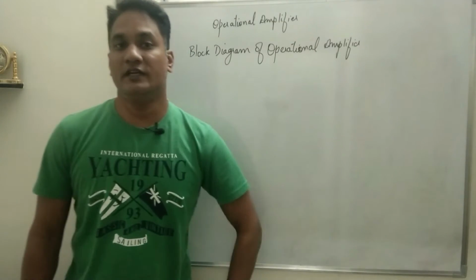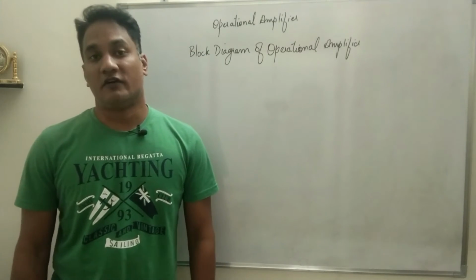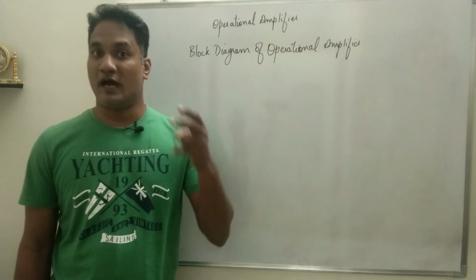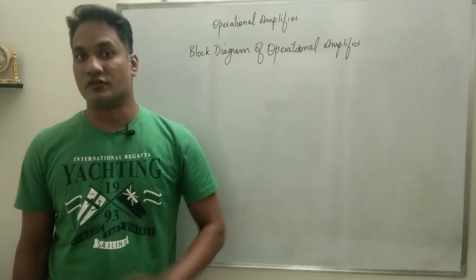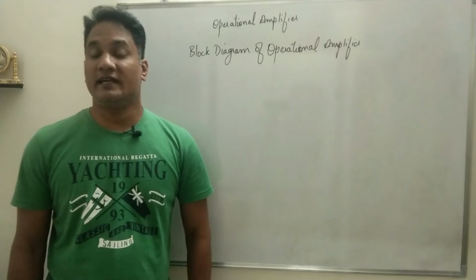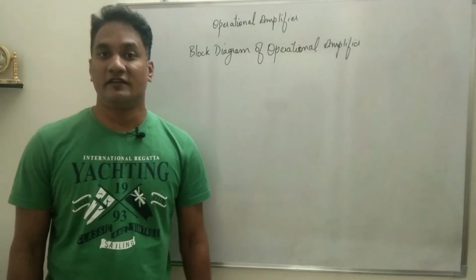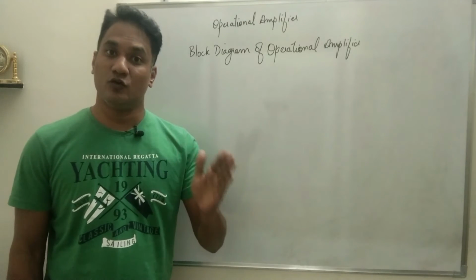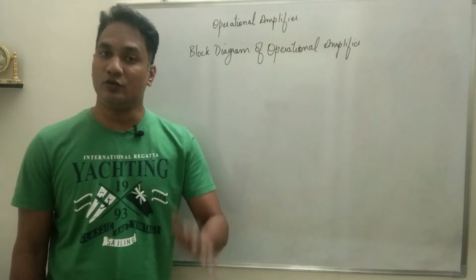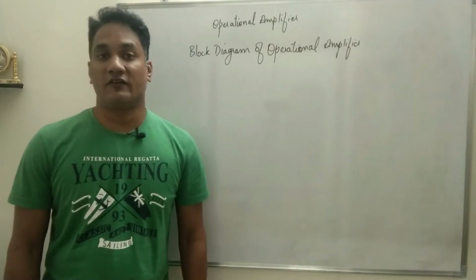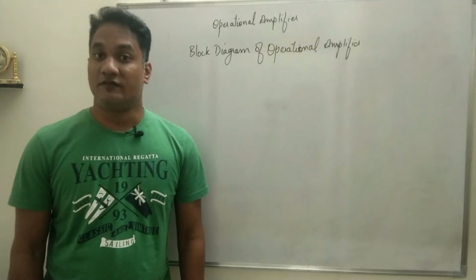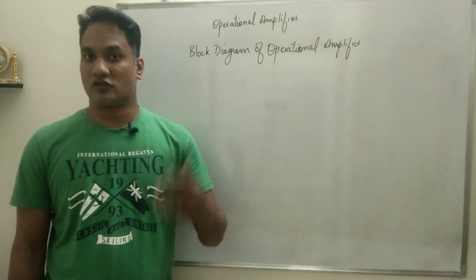In the last video we tried to understand the working of differential amplifier, where you have two inputs and two outputs. When input is applied at V1 you get 180 degree phase shift at VA and 0 degree phase shift at VB, and similarly when you apply input at V2 you get 0 degree phase shift at VA and 180 degree phase shift at VB. So that was the operation.